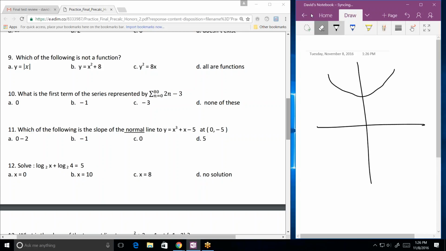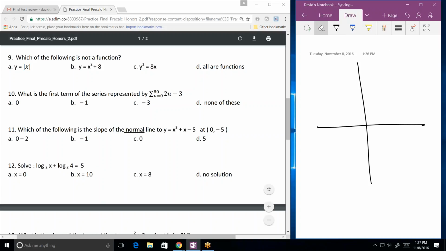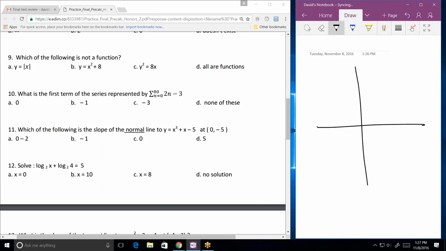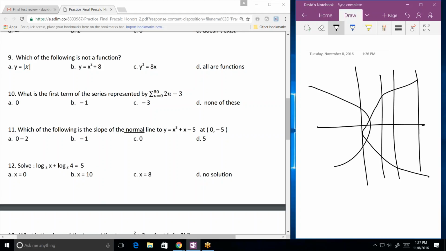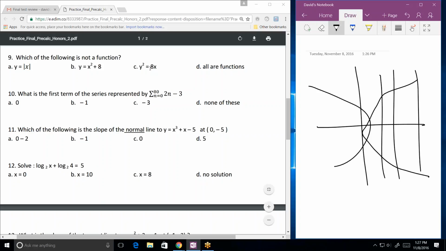Third one. Notice the uniqueness about the third one. It's y squared equals x. That's not a function. It's something that looks like this. In other words, it's a horizontal parabola because it's y squared equals x, and everything we're used to is y equals x squared. The difference is that y equals x squared is a vertical parabola, which is a function, and y squared equals x is always a horizontal parabola. It might open to the right, it might open to the left, but either way, it does not pass the vertical line test. So that is not a function.